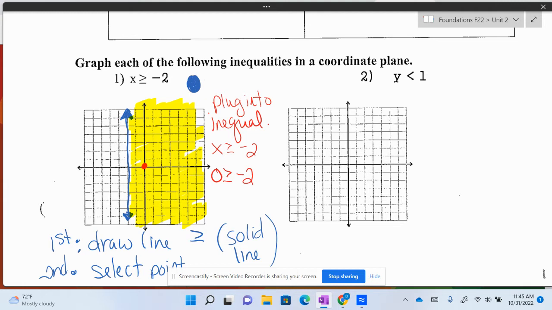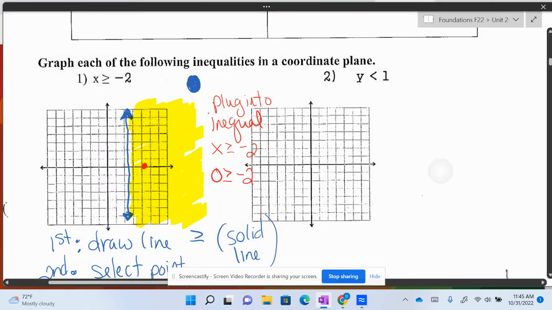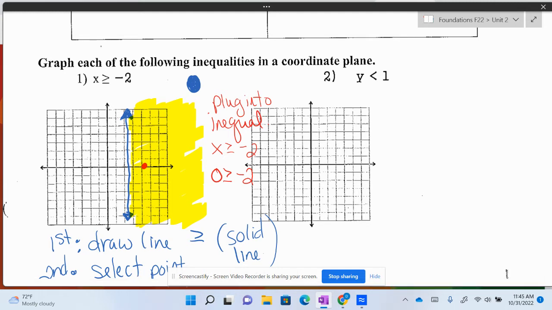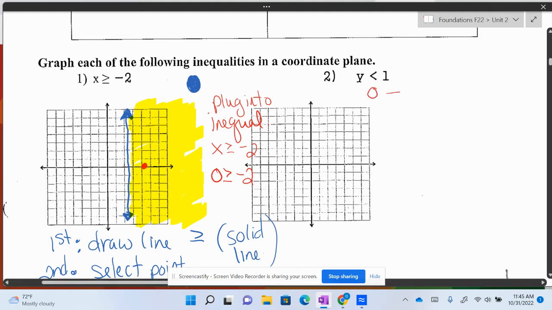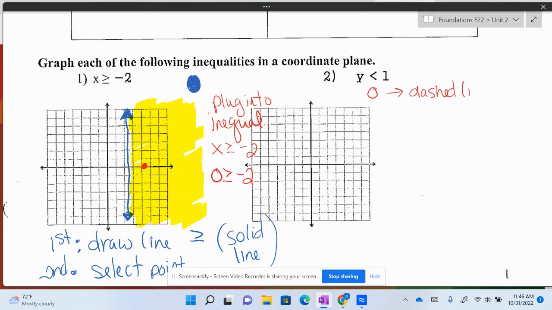So let's try something else. What kind of a line is y equals? It's a horizontal line. So this says y is less than. If I were to put this on a number line, is this going to be an open circle or a closed circle? Open circle. So open circle is the same thing as a dashed line. So I'm going to go to where y is 1. That's this right here. And I'm just going to put a dashed line. It is not a solid line, and it's not a solid line because it doesn't include the number 1.